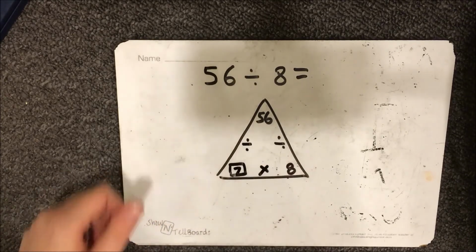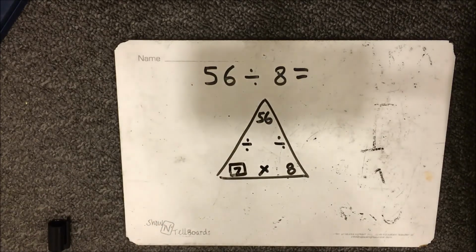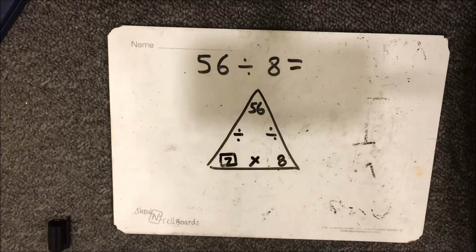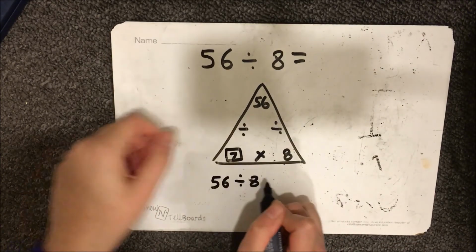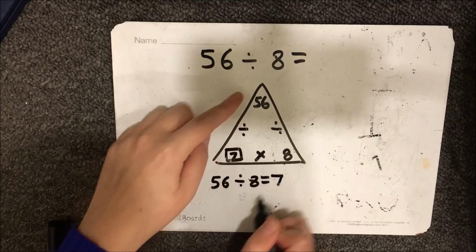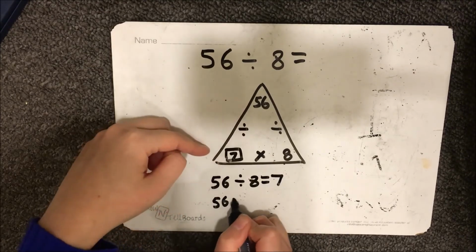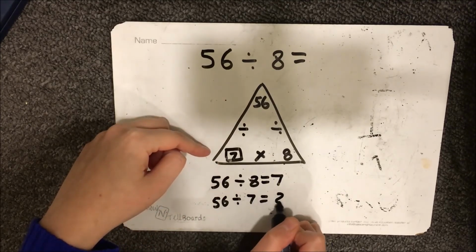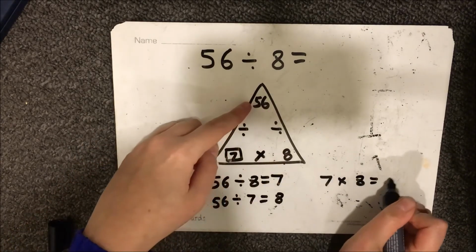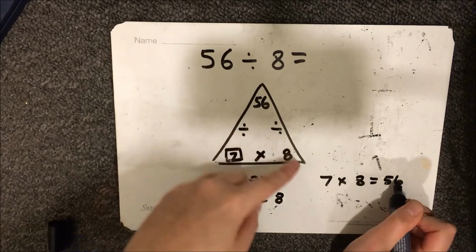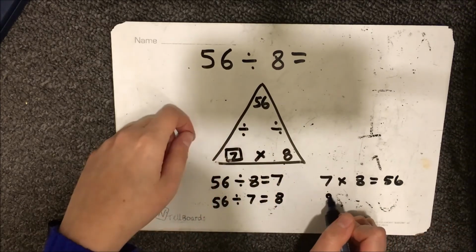And then I can divide the other way. Ready? Let's do the last one. Write down the 4 number sentences. Quick as you can. Got it? Let's try. 56 divided by 8, same as 7. Or the other way around, 56 divided by 7, same as 8. Now my times ones. 7 times 8, 56. 8 times 7, 56.